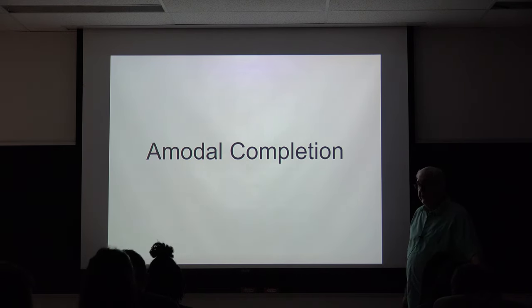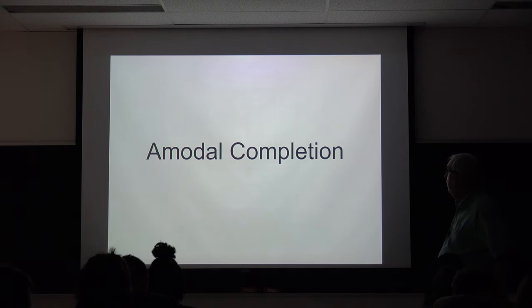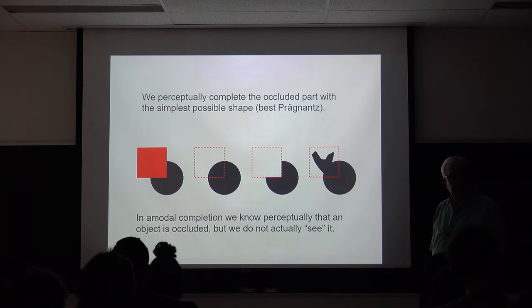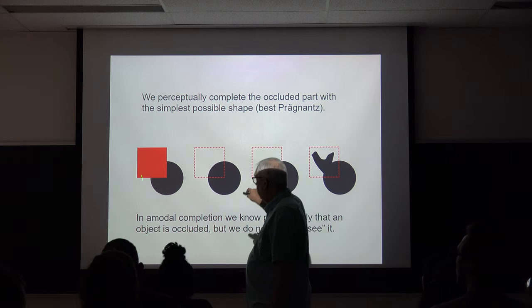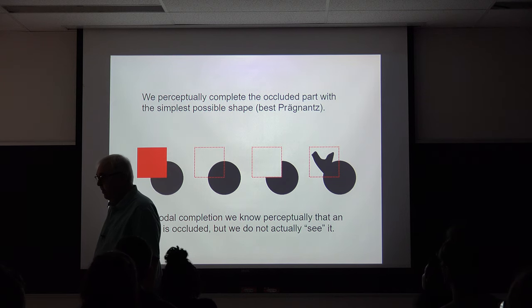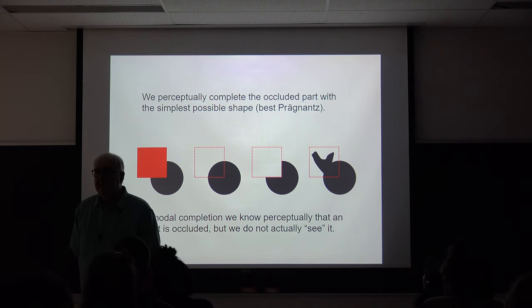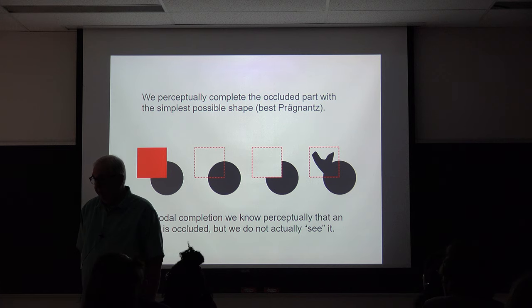All right, let's consider another principle of Gestalt psychology, what they call amodal completion. Let's pick on you over here. Tell me what you see here. Red square covering a black circle. Would anybody have described this any differently? You all would describe it as a red square.